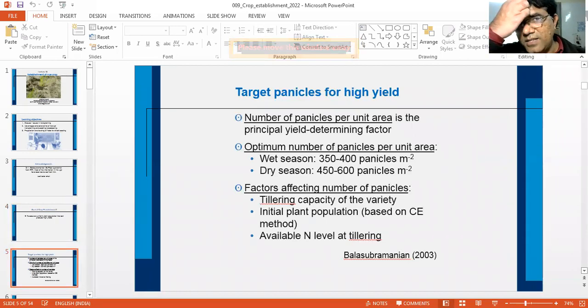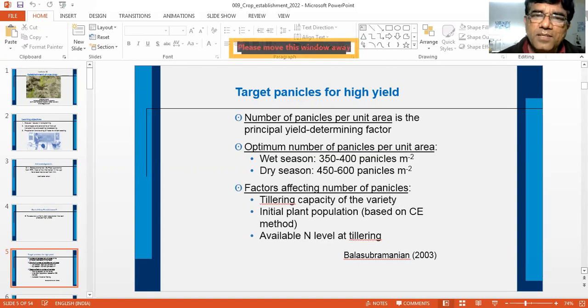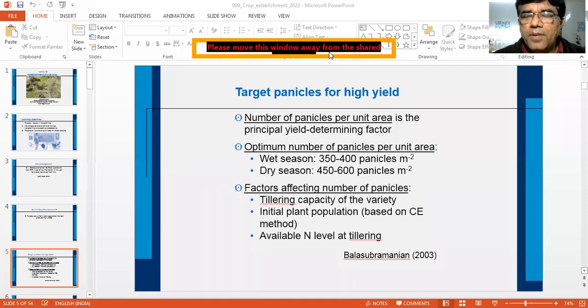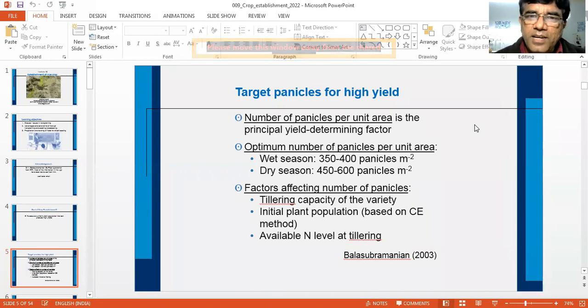So for higher yields, now how this transplanting or direct seeding or seed rate can be useful. We must target the panicle number. In one of the lectures, you have seen the importance of panicle number or heads per unit area. So you need to have optimum number of panicles to get the maximum yields. The number of panicles per unit area is the principal yield determining factor. The most important yield determining factor is the panicle number.